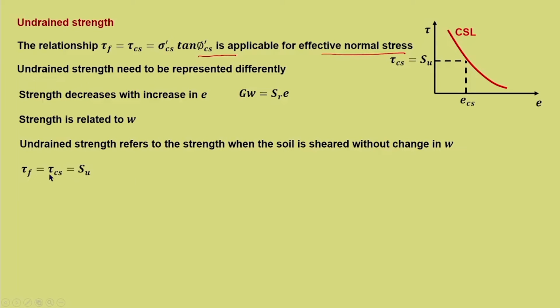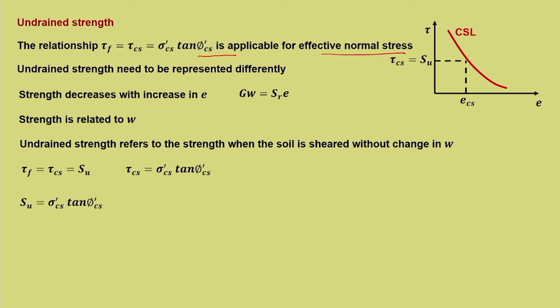So we can write tau Cs is equal to Su, which is the undrained shear strength. We also have the relationship tau Cs is equal to sigma dash Cs tan phi dash Cs. Now in this case we can write tau Cs is equal to Su. So substitute for tau Cs equal to Su. Now whether this equation holds good or not.